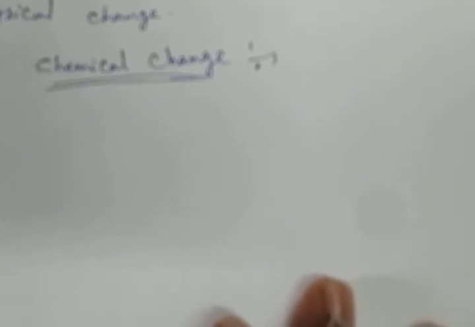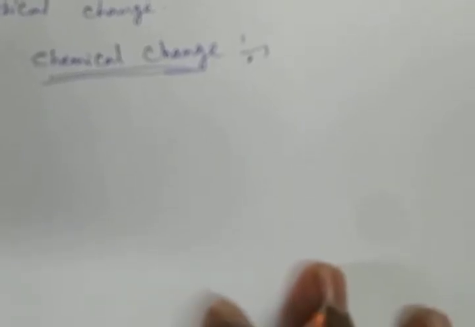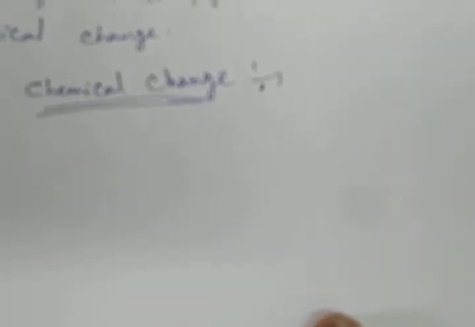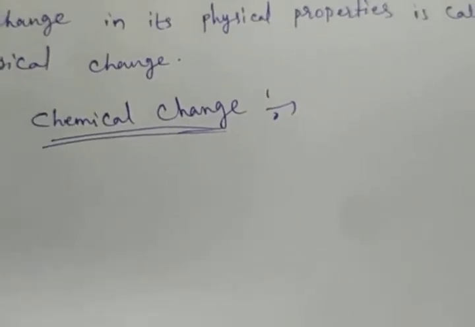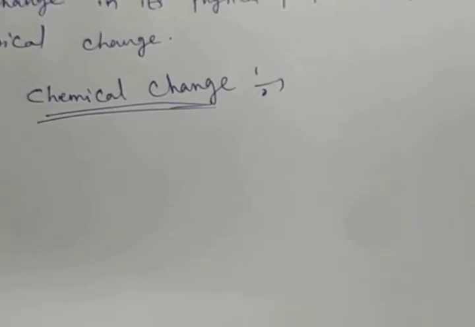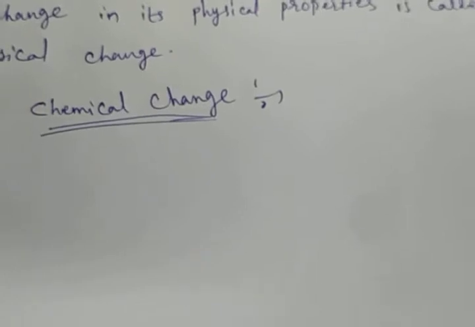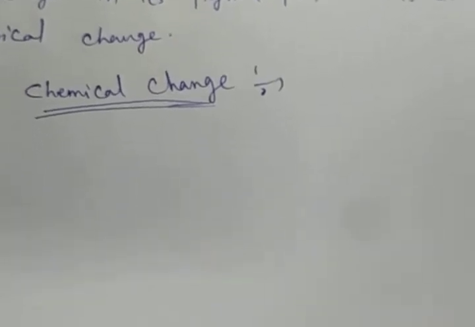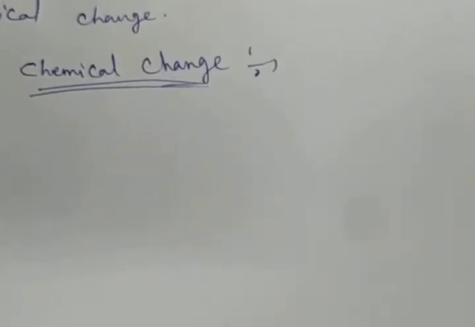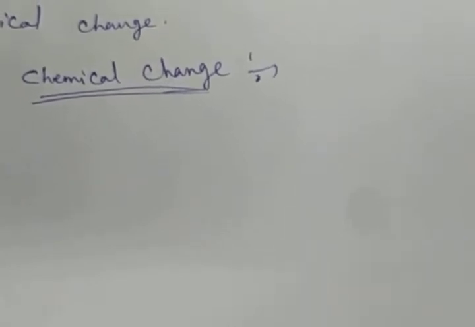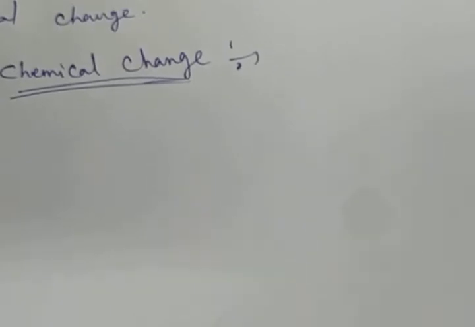Chemical change means a change. Chemical change is generally irreversible. In such a change, new substance is formed. Chemical change is an irreversible change in which new substance will be formed. In physical change, there is no new substance formed, but in chemical change, new substance is formed. It is irreversible, but physical change is reversible. That is the difference between the physical change and the chemical change.